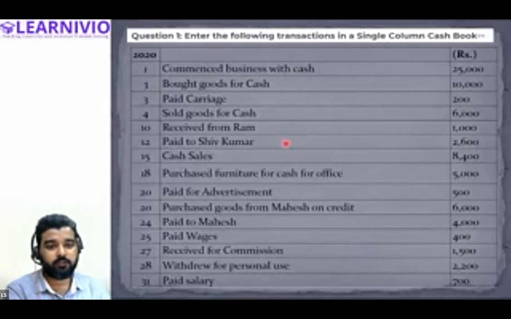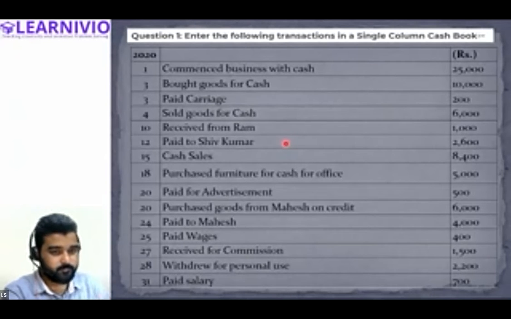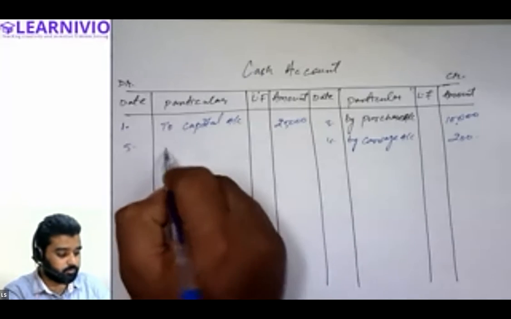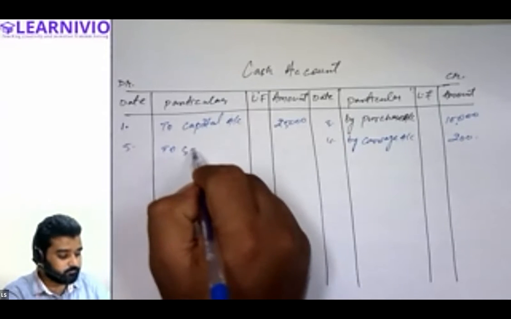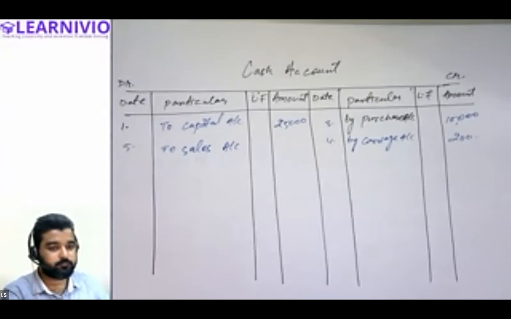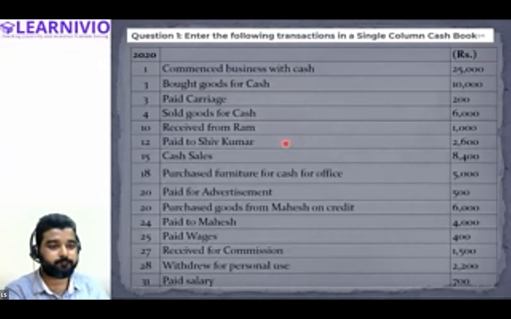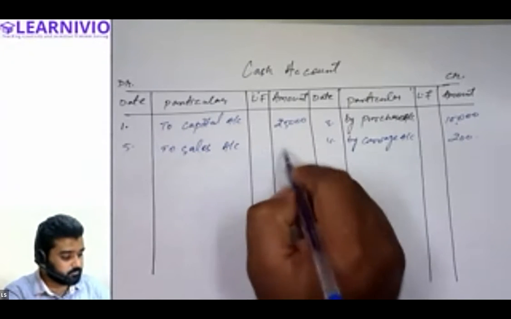After that, sold goods for cash. Peer, you tell me what will happen if we have sold goods for cash. It will lead to inflow or outflow? Yes sir, inflow. Inflow. So it will be recorded on which side, debit side or credit side? Sir, debit. Debit. So we will write it as to sales account because we have sold goods. And the amount was 6,000. So 6,000 will be debited.